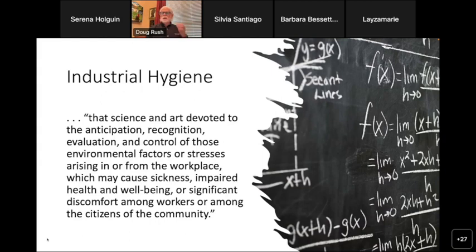What is industrial hygiene? Well, I like the first line of this, that science and art devoted to the anticipation, recognition, evaluation, control. I think it's important to understand that what we do is an art. Many times I talk with people, safety and health people, not so much hygienists. I think most hygienists understand this, but I may be wrong. Many of them don't. They don't understand that a lot of times this is an art.